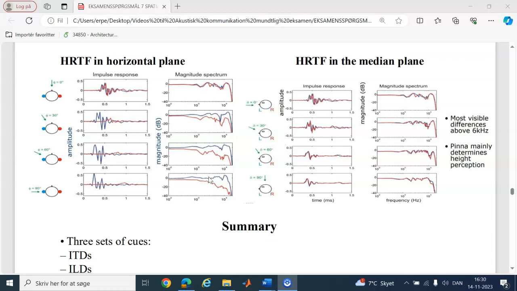About the ITDs, there is no magnitude decibel difference in the spectrum. I think it's a little bit sloppy. Most visible differences are about 6 kilohertz. Pinna mainly determines height perception. I'm a little bit sloppy about this.